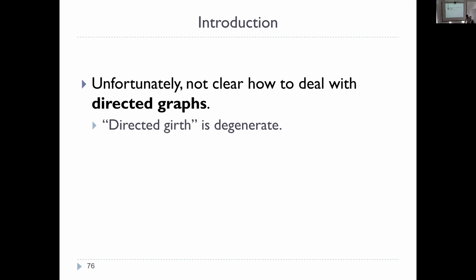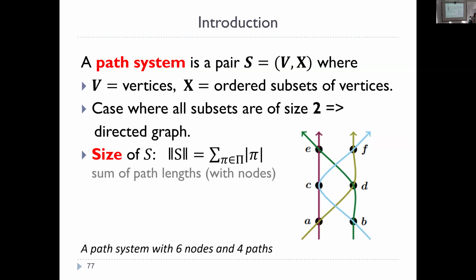So what we did was we defined bridge girth, and we define it in what is called a path system. This is essentially a directed hypergraph, right? So you have vertices and you have ordered subsets of vertices. This is a generalization of a directed graph. If all the subsets are of size 2, this is just a directed graph, and the size is simply summing the sizes of the paths. So this is an example of a path system: A, D, F is one ordered subset of vertices.